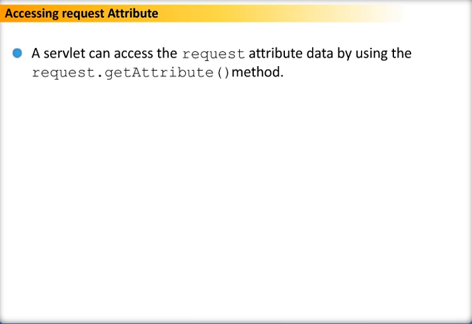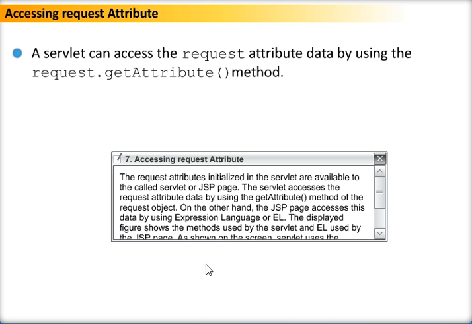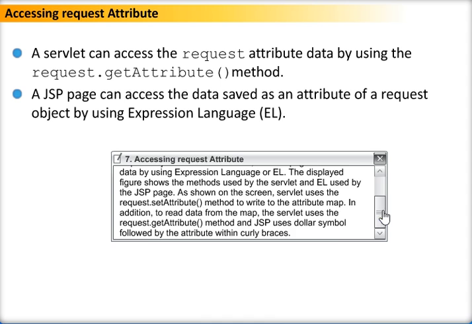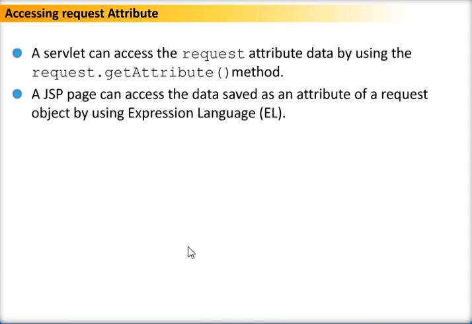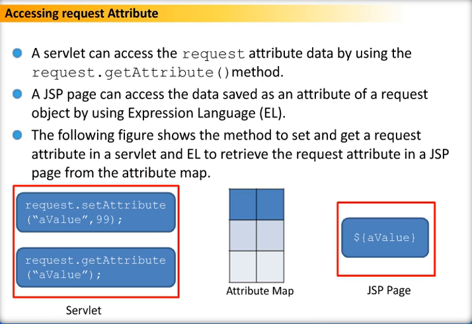The servlet accesses the request attribute data by using the getAttribute method of the request object. On the other hand, the JSP page accesses this data by using Expression language or EL. The displayed figure shows the methods used by the servlet and EL used by the JSP page. As shown on the screen, the servlet uses the request.setAttribute method to write to the attribute map. In addition, to read data from the map, the servlet uses the request.getAttribute method, and JSP uses the $ symbol followed by the attribute within curly braces.